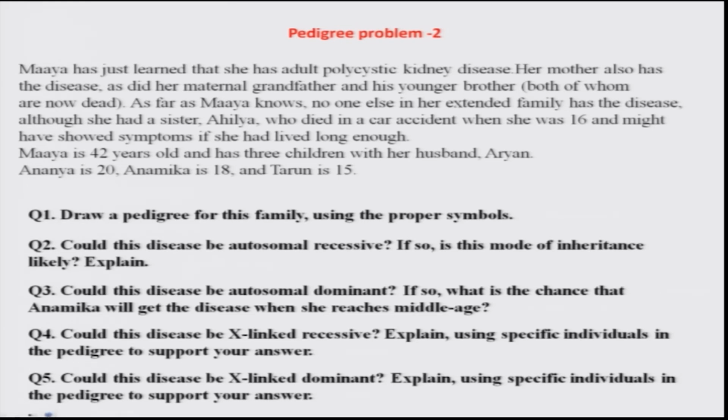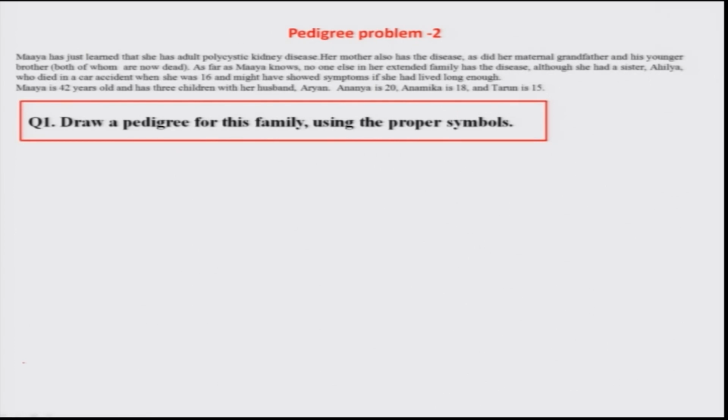Our first problem is to draw a pedigree for this family using the proper symbols. So let's draw it. Here we got the information about this family through Maya. So Maya is the proband and she is female, so let's draw a circle for her. And as she was diagnosed with polycystic kidney disease, we will fill the circle.